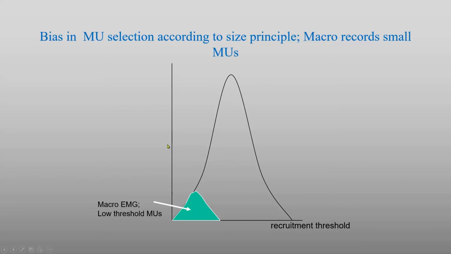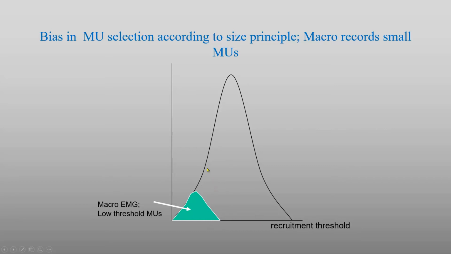One problem here is that the so-called size principle will be in action. Namely, with slight voluntary contraction we get the smallest motor units. Here is a distribution of the size of the motor units and the recruitment threshold, and the macro EMG size will be higher and higher for later recruited motor units. Late recruited motor units are larger than early recruited motor units.